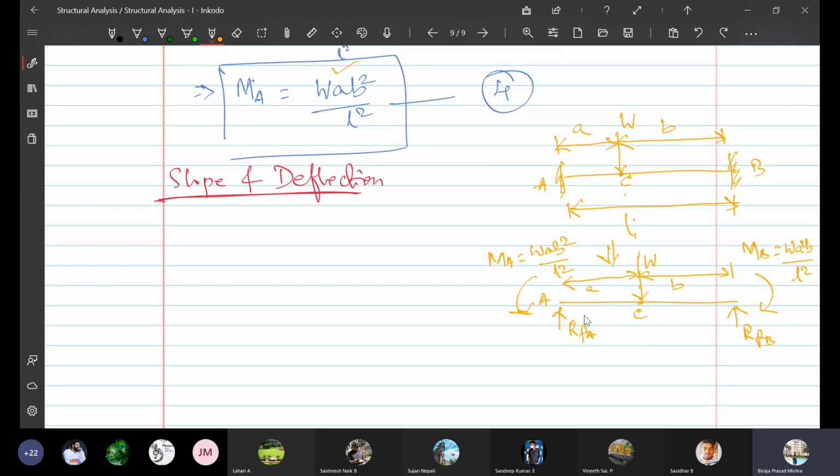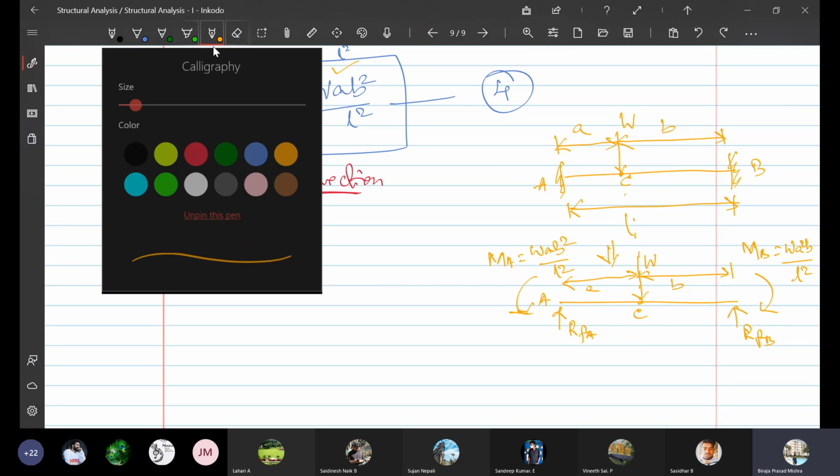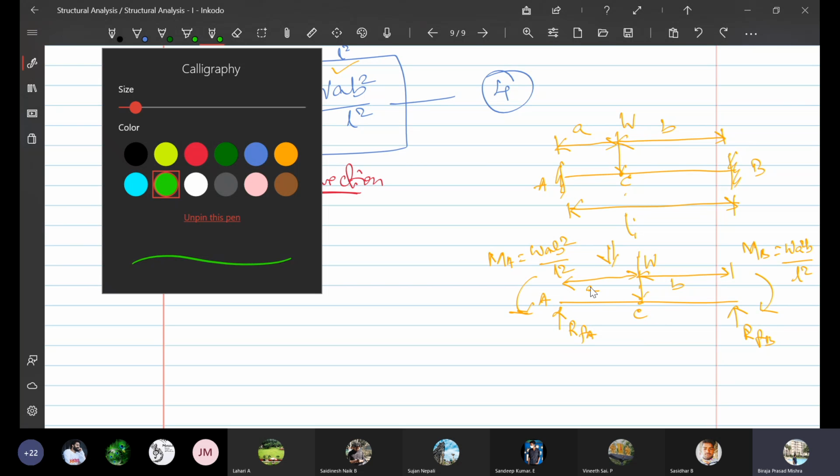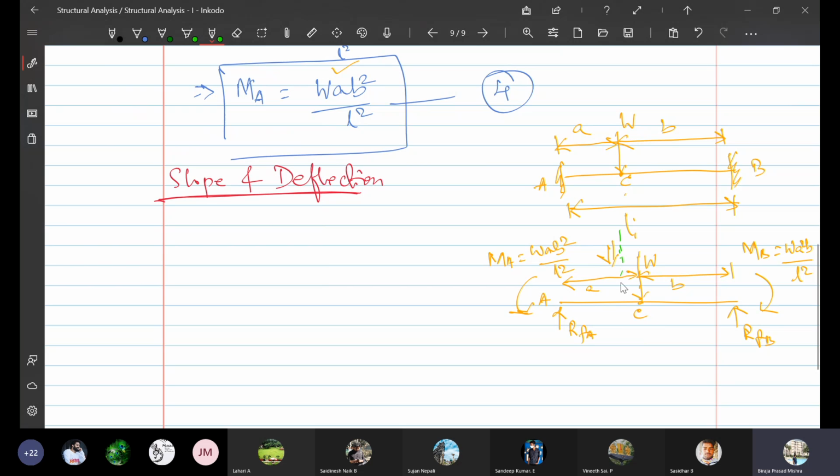If I take a section here, let me change the color of the ink. If I take a section here, at a distance of X from the left support, that is A, then what will be the value of moment for this structure? Here if we extend, it is like this. So let us write it.